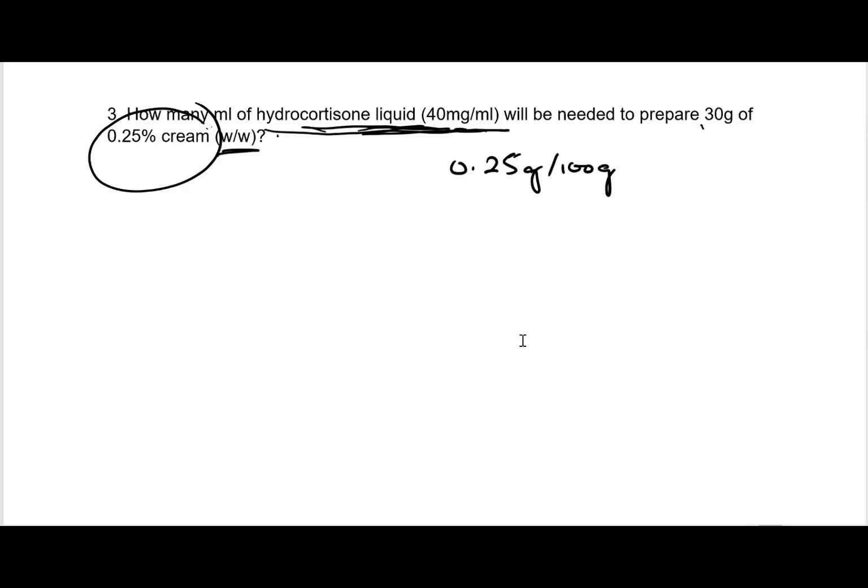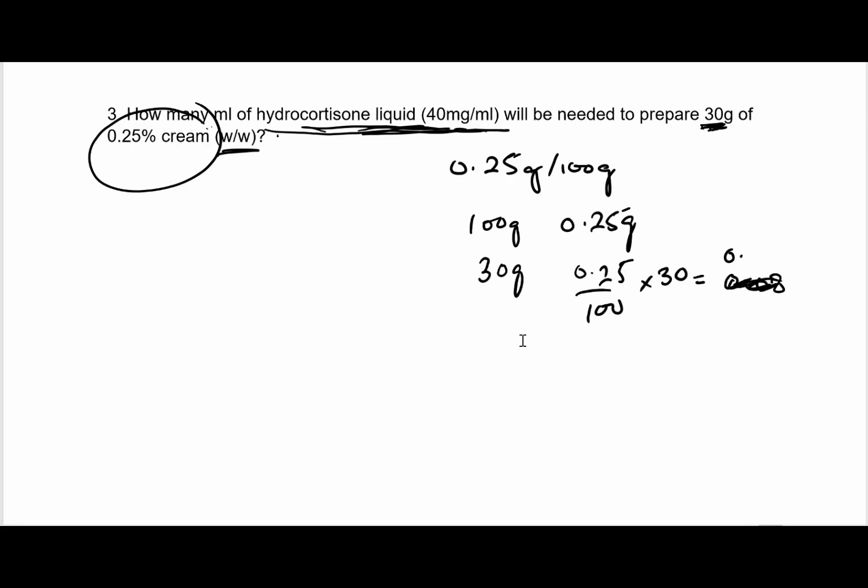But I have to make 30 grams of this cream. So I'm trying to figure out first how much hydrocortisone I need in the final cream, right? From the strength, I know it would be 0.25 grams per 100 grams, but I have to make 30 grams of that cream. So if 100 grams will have 0.25 grams, 30 grams of the cream will have, let me check, 0.075 grams.